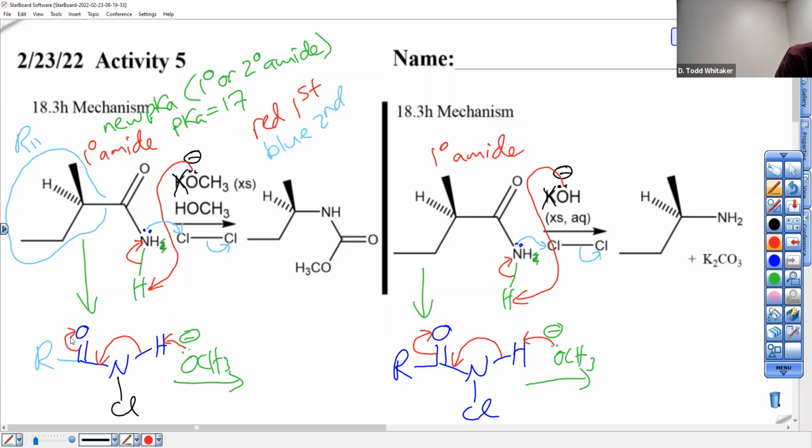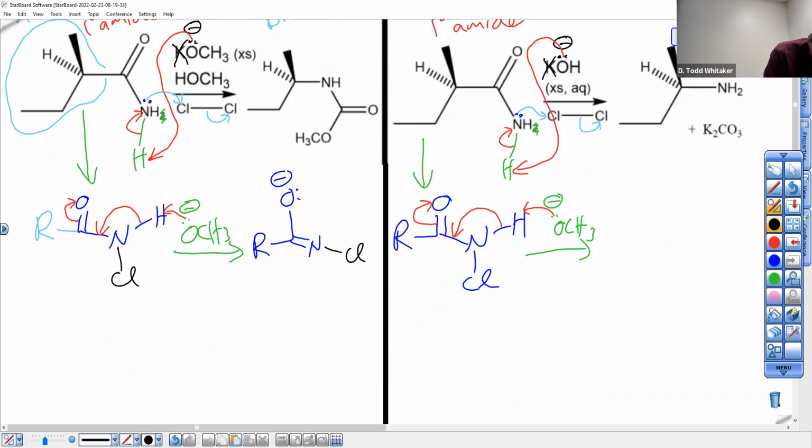Same mechanism both times. R, O minus, double bond N. N has a leaving group on it. Wow. Yeah, we're going to definitely need to extend our big black line.